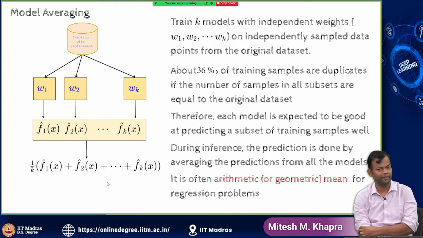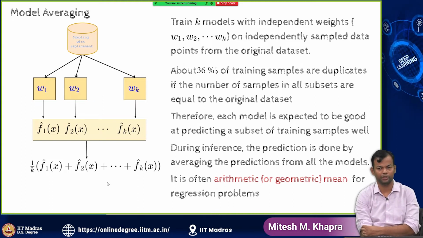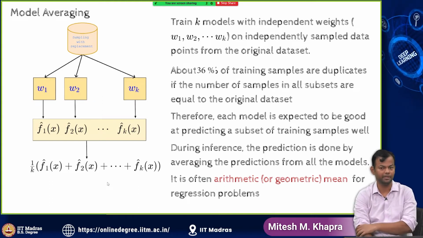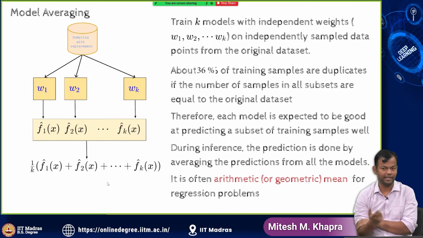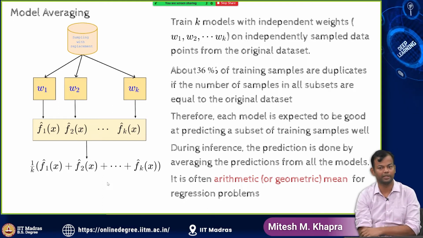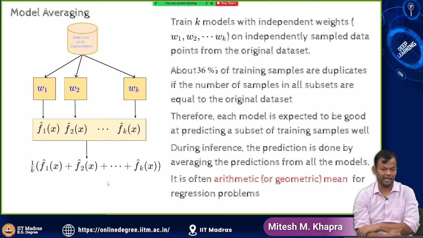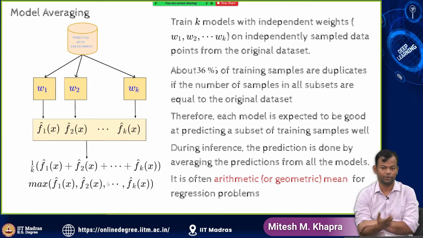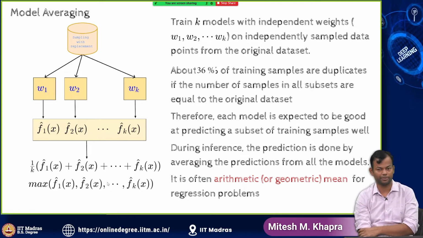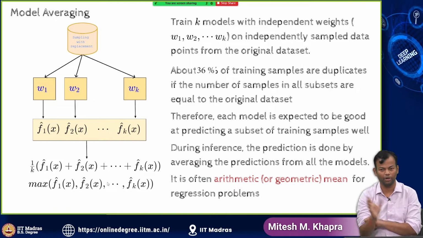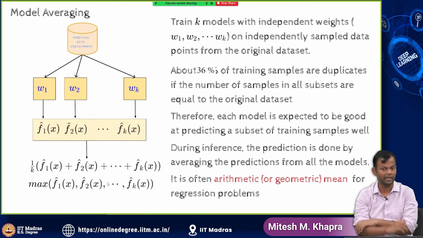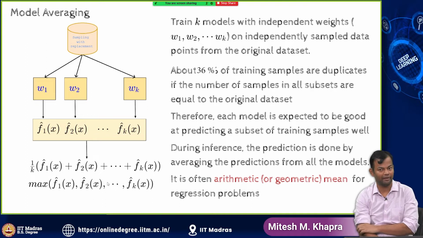And then when you do inference, you do some kind of model averaging. It could be arithmetic mean or geometric mean. Any of these are possible that we have seen. Right? So we take the prediction from all the k models, and then taking the average is one possibility, or you could take the max, that is another possibility. You could even take voting. All of those possibilities exist. Right? So this is what happens in model averaging.